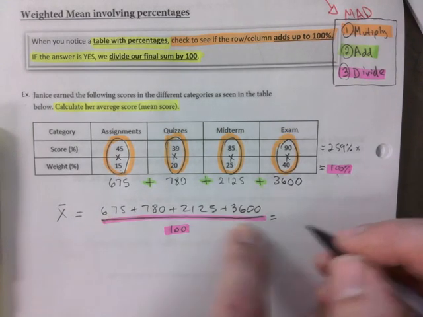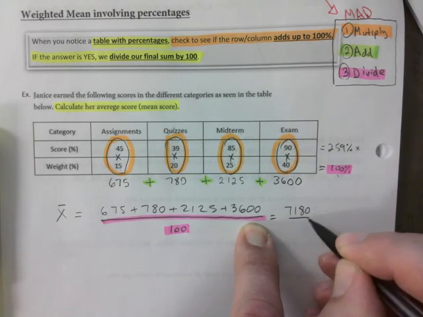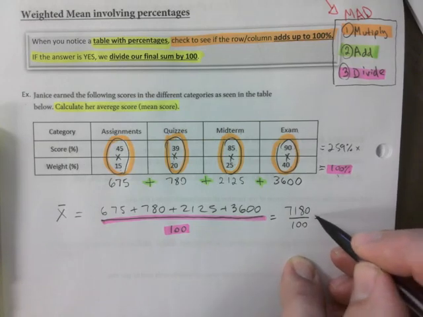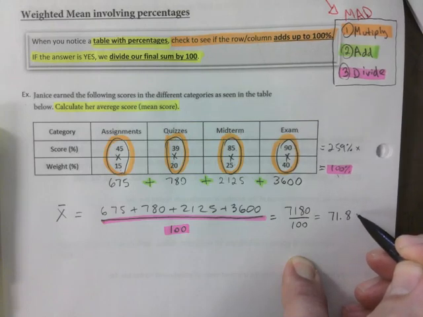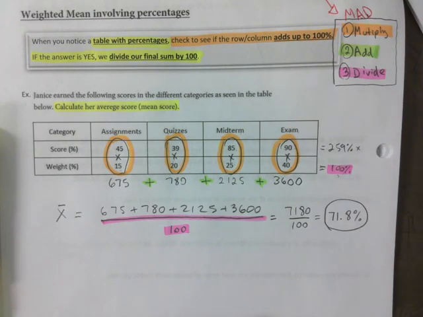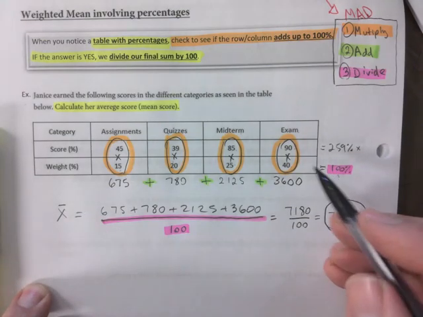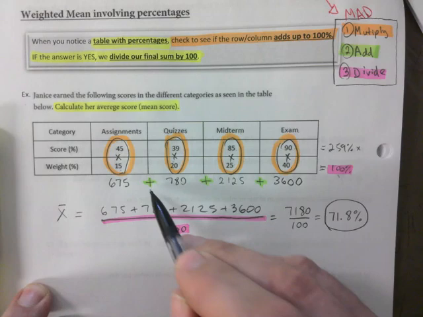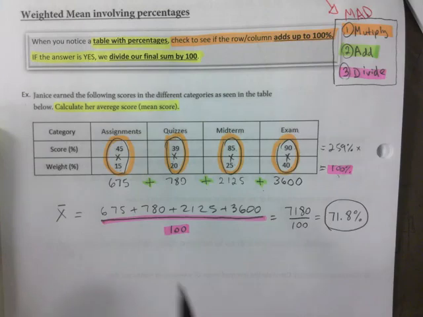So add up the top numbers, you get 7180 divided by 100. So the final mark is 70.8%, 71.8% if you do categories. Okay, so we multiplied here, we added, and then we divide it by 100. That's as simple as it gets, guys.